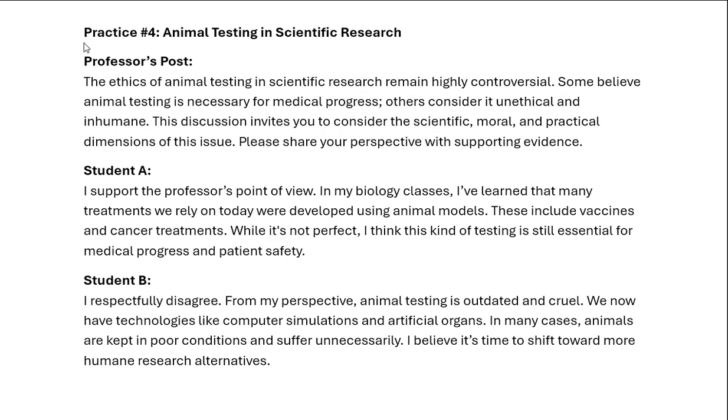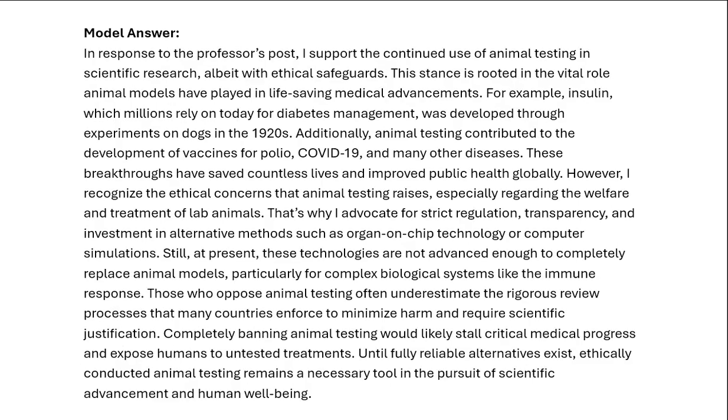Practice exercise 4, animal testing and scientific research. Model response. In response to the professor's post, I support the continued use of animal testing in scientific research, albeit with ethical safeguards. This stance is rooted in the vital role animal models have played in life-saving medical advancements.